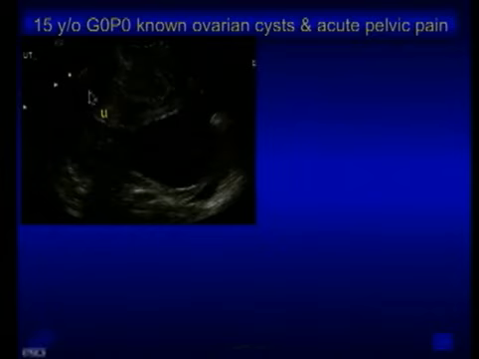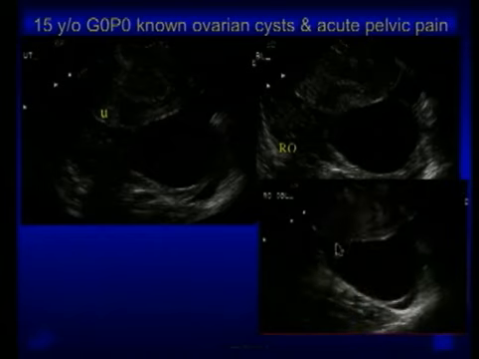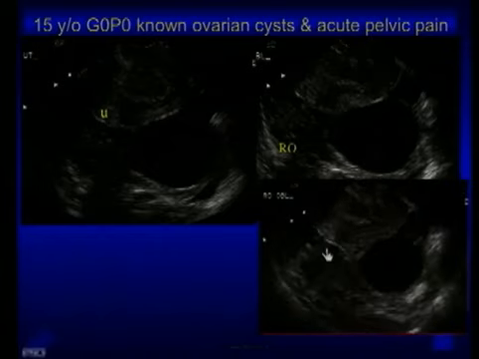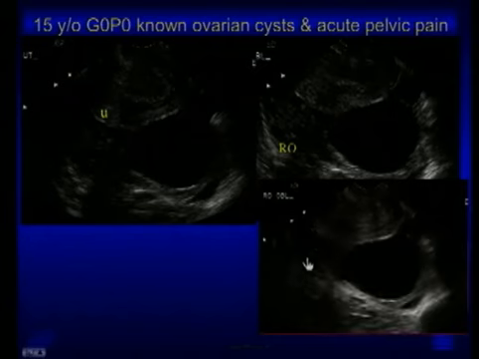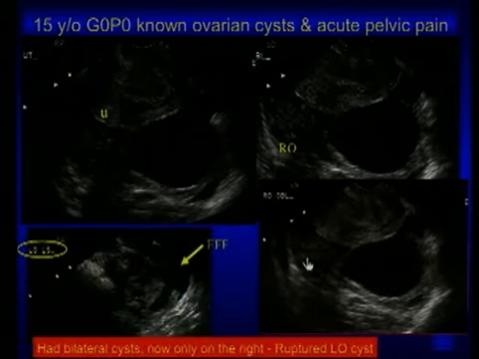Ovarian cysts. This patient was known to have bilateral ovarian cysts. The right ovary is now normal. There still is a cyst on the left, but there's free fluid, and this patient has ruptured one of the cysts, which was the cause of her acute pelvic pain.